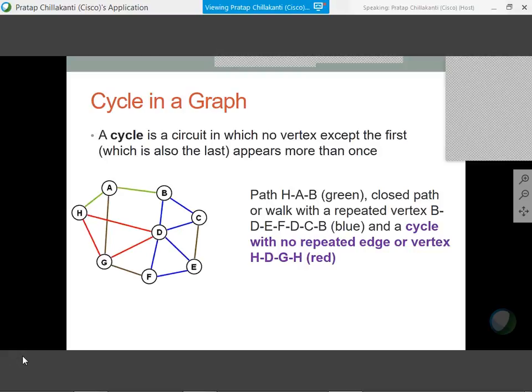You have a closed path, or walk, with a repeated vertex. The one in blue is called a closed path, like D, E, F, D, C, B. Starting with B, you're making a complete loop and coming back to B. However, some edges or vertices are traversed more than once. If you look at the vertex D, you're going through D two times. But that is still a walk. In graph theory terminology, we can call it a walk or a closed path.